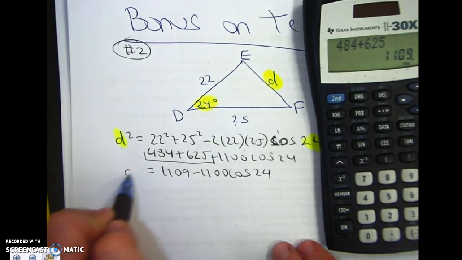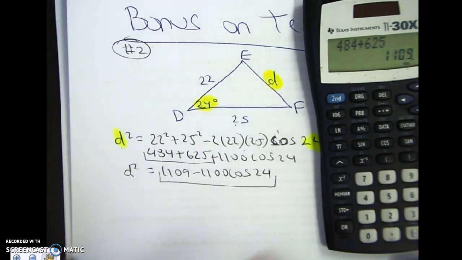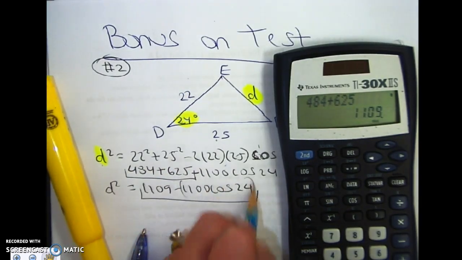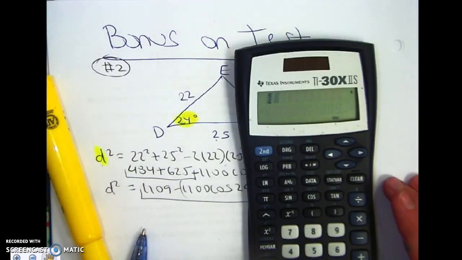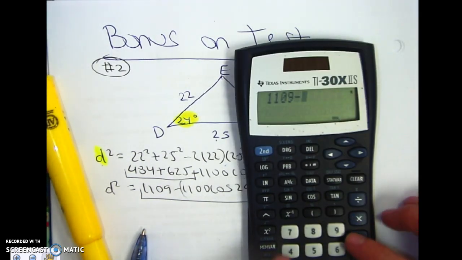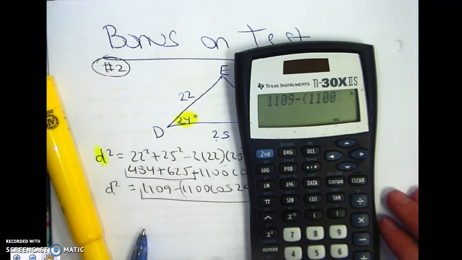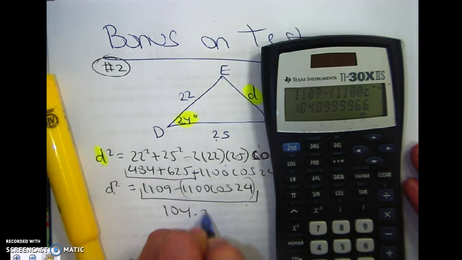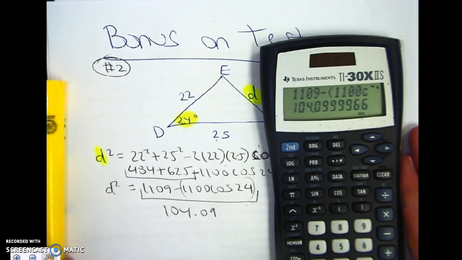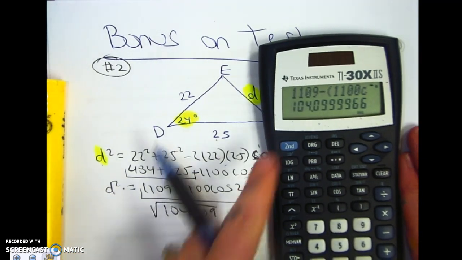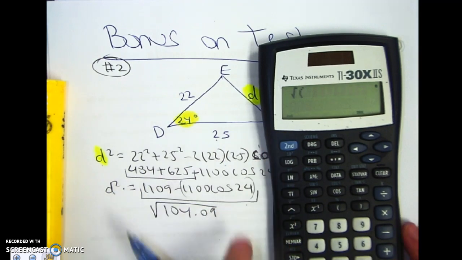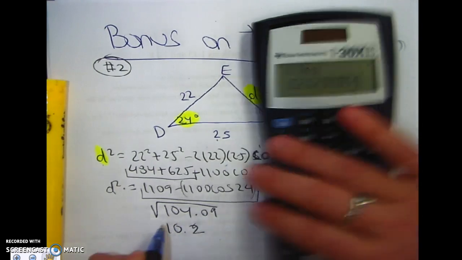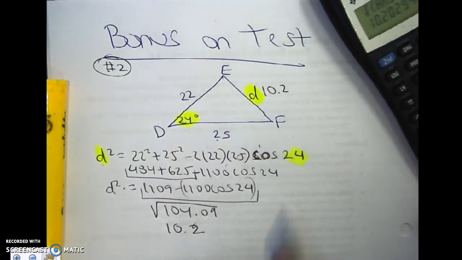Now what I'm going to do is literally simplify that. I worry about parentheses in my calculator, so I'm going to go like this in my calculator to make sure I'm good to go. So I'm going to go 1109 minus parentheses 1100 cosine of 24, and I get 104. This is just me writing it down, but I'm keeping the perfect answer. Now, because that's squared, I need to square root. So I'm going to go second square root of second answer, and I get 10.2. So now I got d, which is 10.2. So I can come over here.